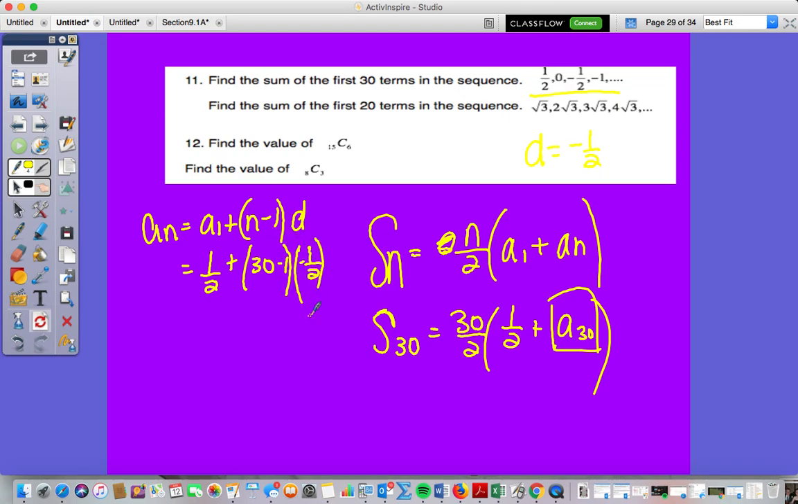So this is 29 times negative 1/2. So 1/2 plus 29 times negative 1/2, which is negative 29 over 2. It's like negative 14.5, so it's like 15, I think. Wait, no, it's minus. So it's 14. Yeah, negative 14. So then I just plug negative 14 in for a sub 30, plus 1/2 multiplied by 30 over 2, and there you go.